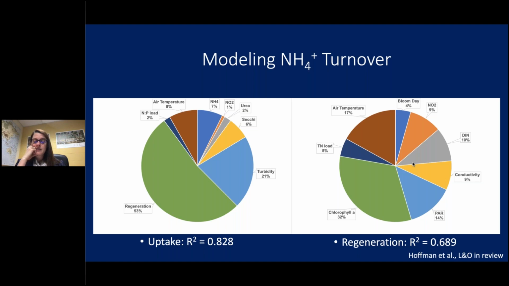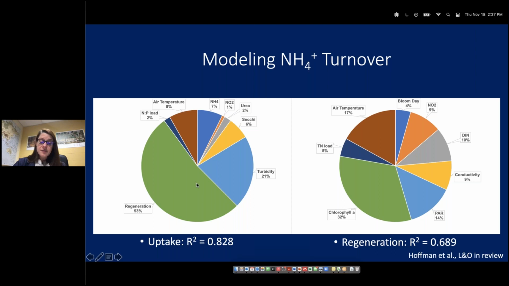And so one thing that we tried to do was say, okay, well, if you can't measure uptake and regeneration, if you don't have the power to use NanoSIMS or measure 15-ammonium, what could you do? And so what Daniel tried to do is put together models for modeling uptake and regeneration separately. Unfortunately, for uptake, about half of it is regeneration. So, but the NP load of the Maumee River, air temperature, ammonium concentration, nitrate concentration, urea, even Secchi depth and turbidity as measures of basically cells, I assume. And regeneration is about half of that.